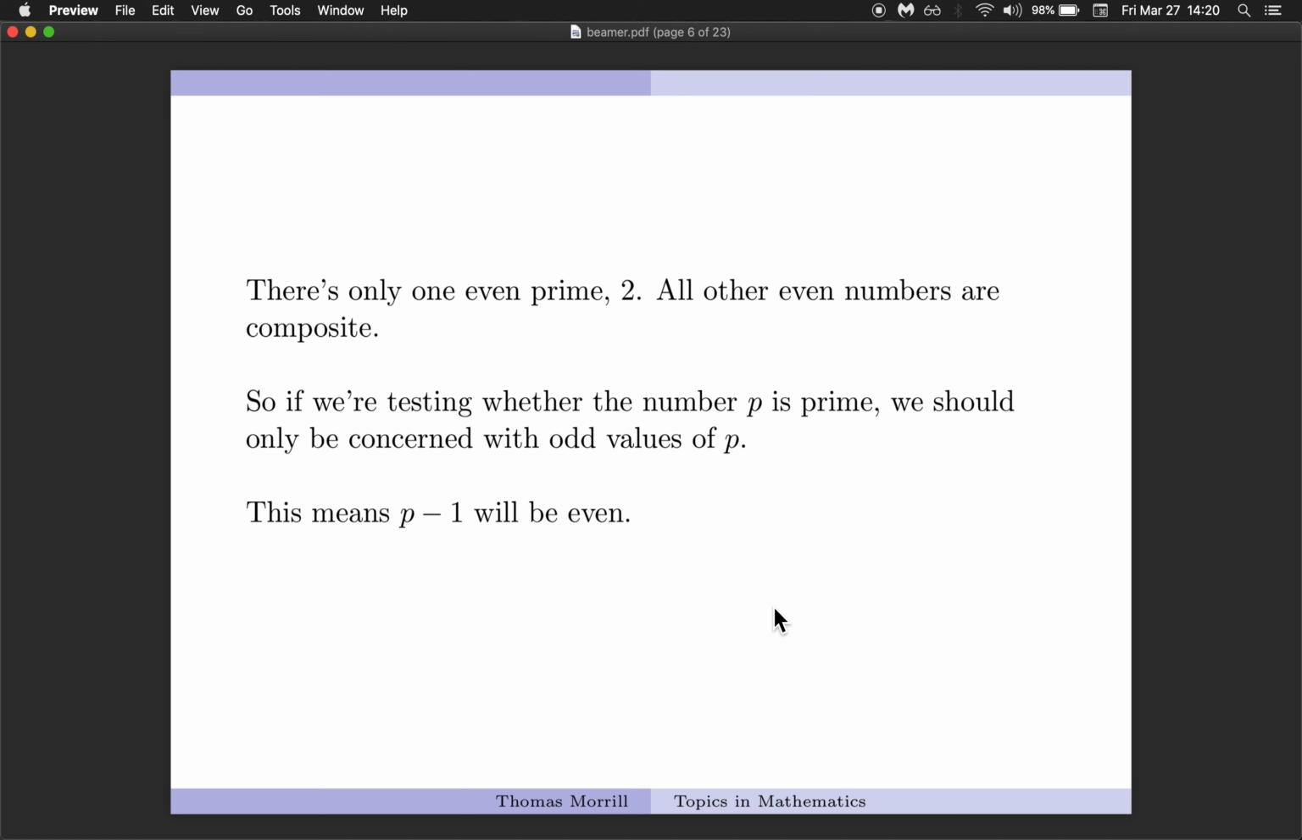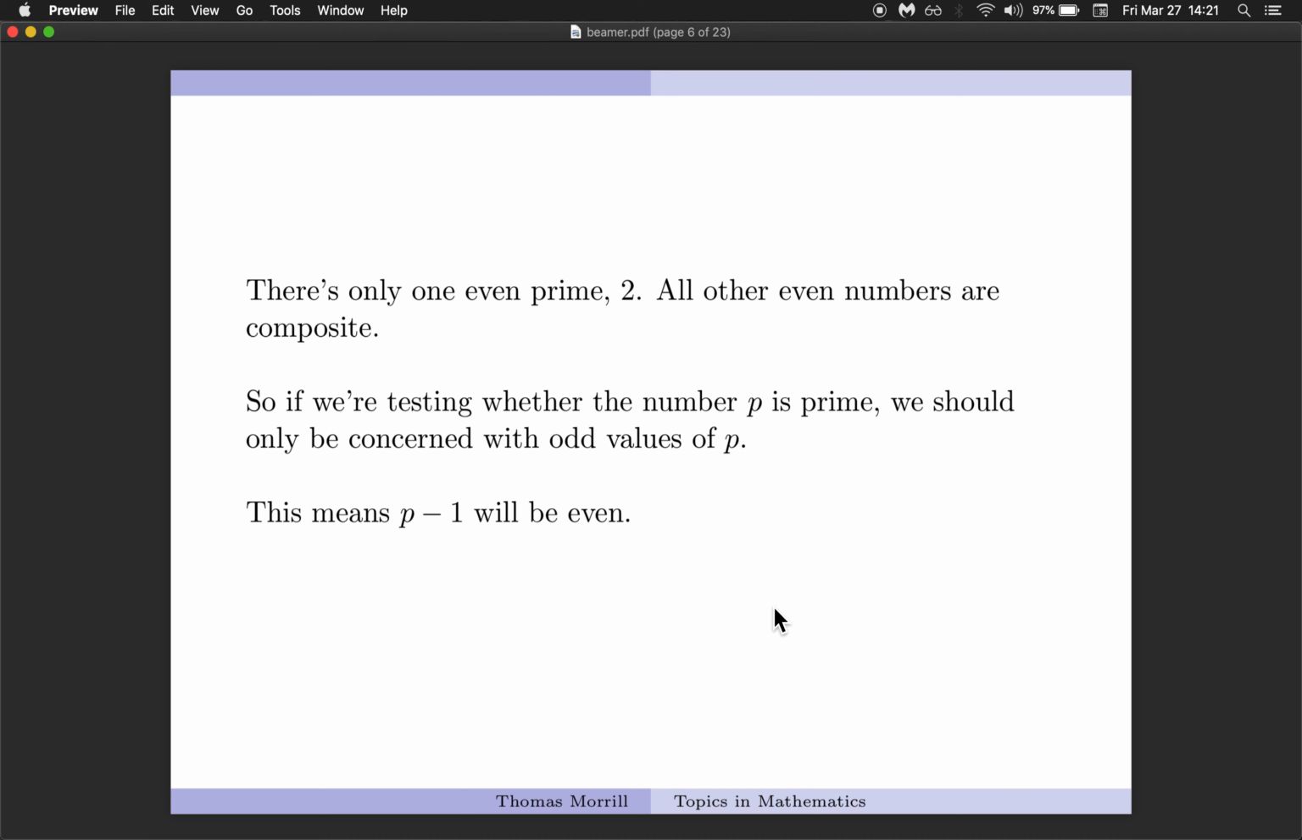I know that there's only one even prime number. Don't think about it too hard. All other even numbers, starting with 4, are composite. So if I'm in the business of testing whether or not a number is prime, and I pick some random number that's even, I can immediately throw it out. Remember, I'm looking for primes with hundreds of digits or thousands of digits, so I'm never going to want the prime number 2 for this.